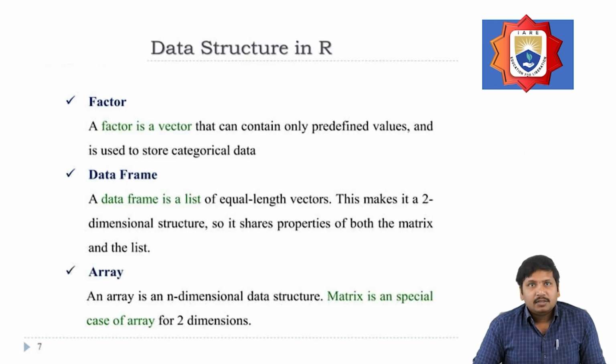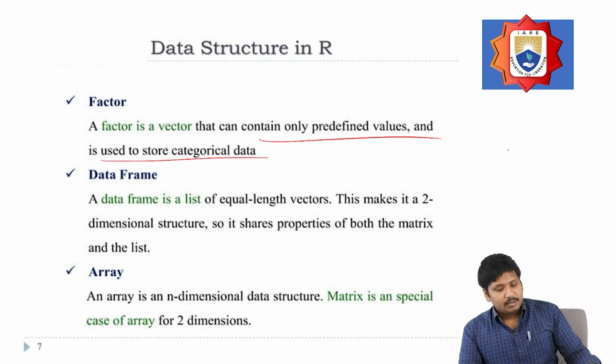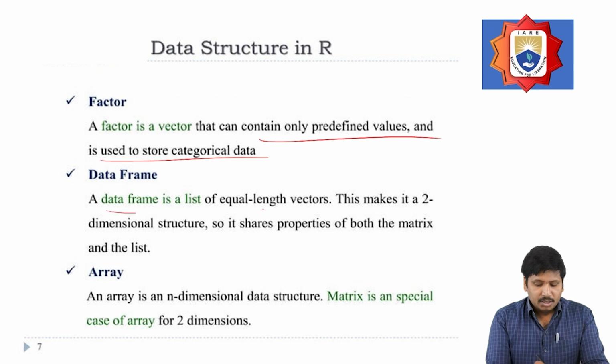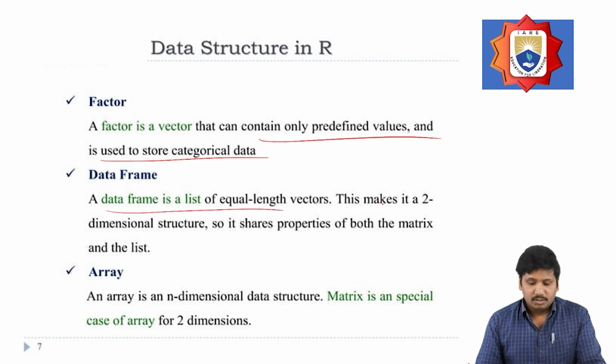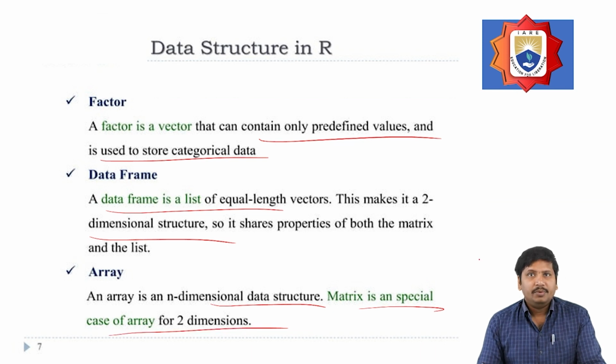And some other data structures are factors. A factor is nothing but a vector that contains only the predefined values and is going to be used to store categorical data. And a data frame is a list of equal length vectors, so it should be able to make it a two-dimensional structure. And an array is a multi-dimensional structure, with the matrix being a special case of an array of two dimensions.